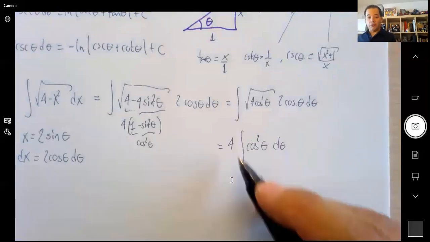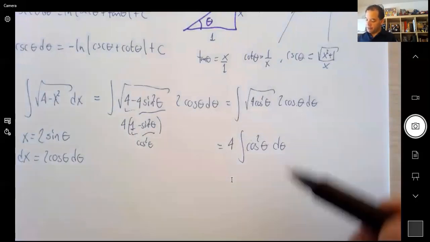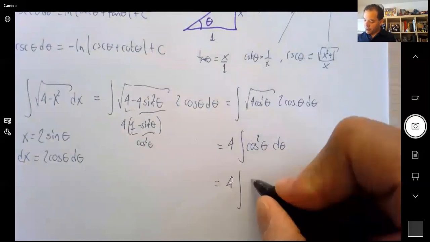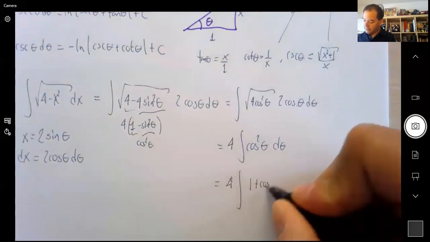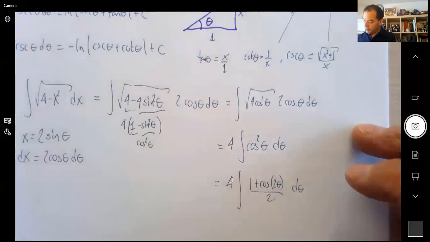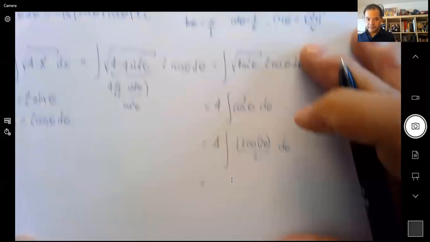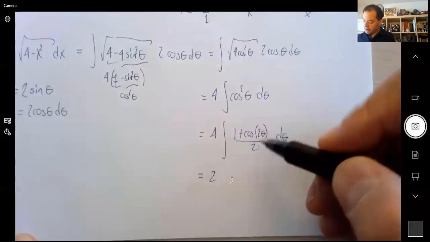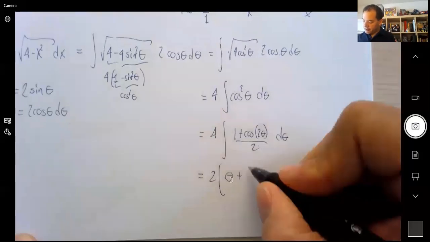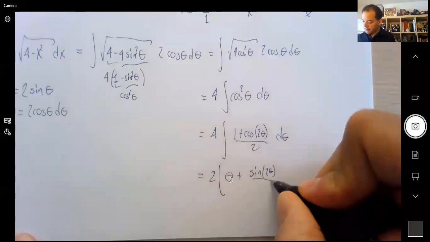And then you need to do this one, right? Now we're back to trigonometric integrals. How do we do this one? Well, we use the half angle identities, right? So cosine squared is supposed to be 1 plus cosine 2 theta divided by 2. You can now do it. So it will be a 2, 4 divided by 2, and then it's the integral of 1, which is theta, and the integral of cosine 2 theta, which is sine 2 theta divided by 2, plus c.